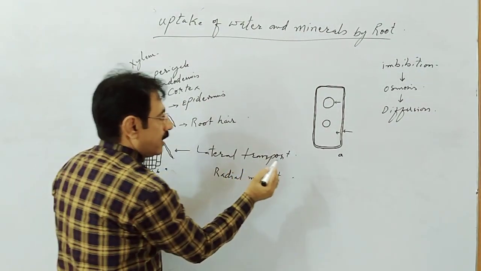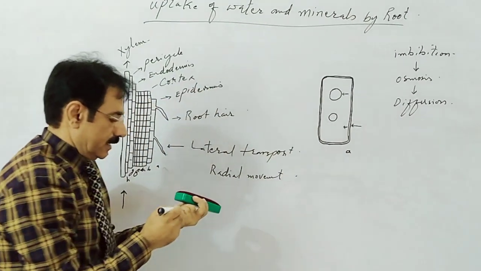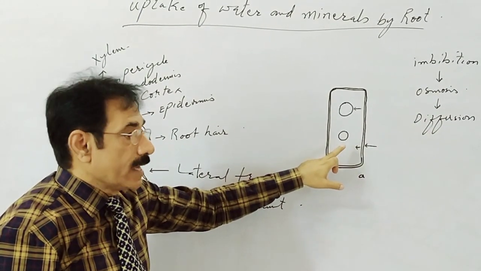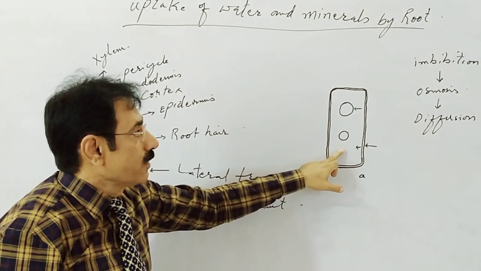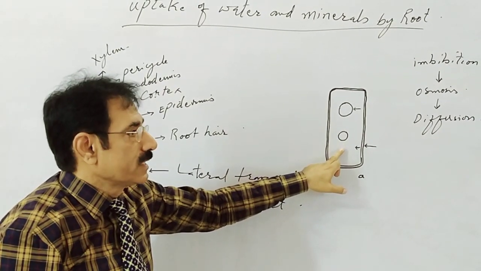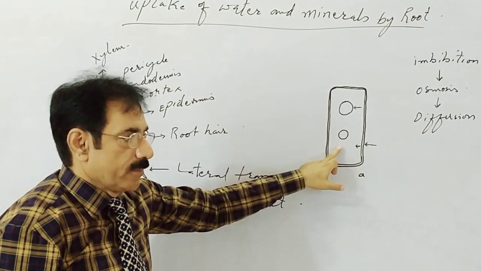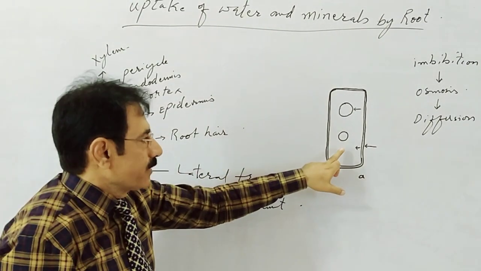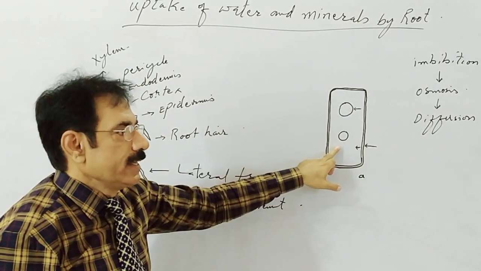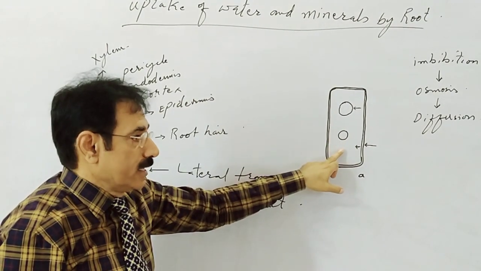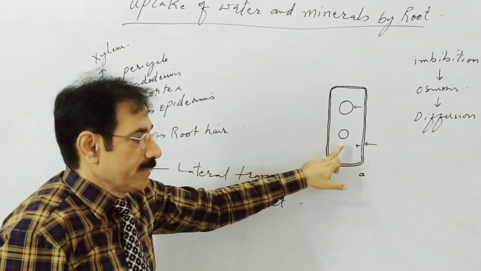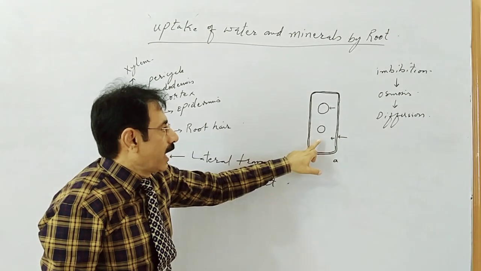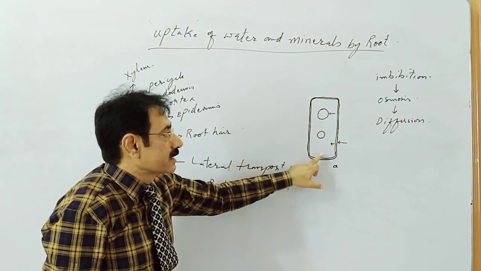When this cell A gets filled with water as a result of absorption of water by the epidermal cell, what happens? The osmotic pressure of this cell decreases, but the water potential of cell A increases. As a result, we can say that when the water potential increases in the epidermal cell, it means the solute potential decreases, and hypotonicity increases in cell A.